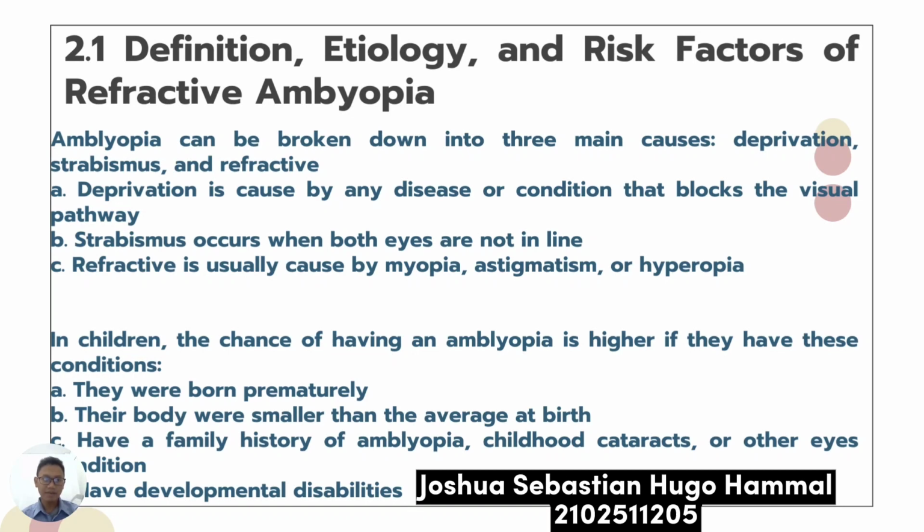Amblyopia can be broken down into 3 main causes: deprivation, strabismus, and refractive. Deprivation is caused by any disease or condition that blocks the visual pathway. Strabismus occurs when both eyes are not in line, and refractive is usually caused by myopia, astigmatism, or hyperopia. In children, the chance of having amblyopia is higher if they were born prematurely, were smaller than average at birth, have a family history of amblyopia, childhood cataracts, or other eye conditions, and lastly, have developmental disabilities.